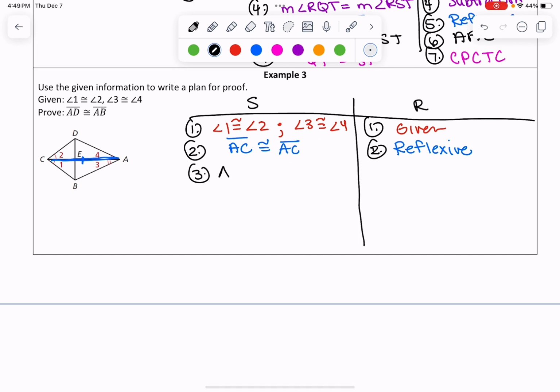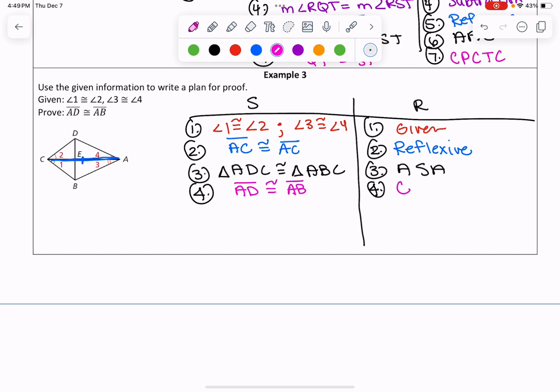So my top big triangle, ADC, is equal to my bottom triangle, ABC, and that would be angle side angle, which means that now in step number 4, I can go ahead and say that yes, indeed, side AD is equal to side AB by our new rule, corresponding parts of congruent triangles are congruent. CPCTC.